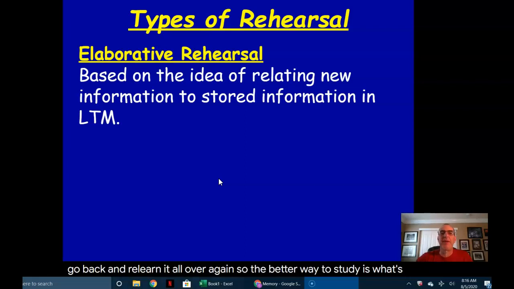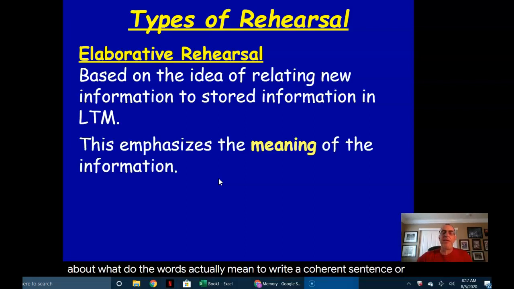This is based on the idea of relating new information to stored information in long-term memory. So the way this would work is this. Instead of saying the words and saying the definitions over and over again, what you would do is you would maybe write a sentence using the vocabulary words. Or maybe you would take all 10 vocabulary words and have to write a story using all 10 vocabulary words. Now, in order to do that, you would have to think about what the words actually mean to write a coherent sentence or to actually make a paragraph that makes sense.